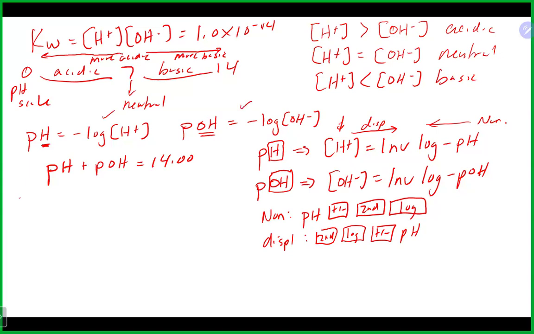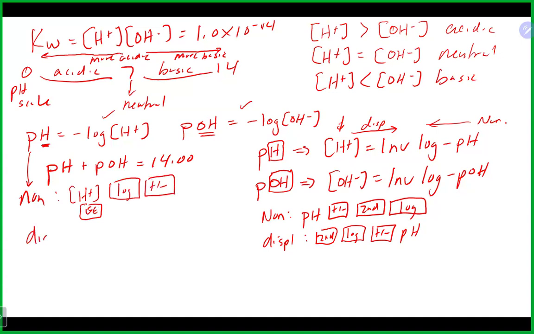Again, on a non-display calculator for pH calculation, you would start with the number, so you would put your H plus concentration in there, making sure you use your exponent button. Then you would hit the log button, and then you would hit the negative button to make it positive.